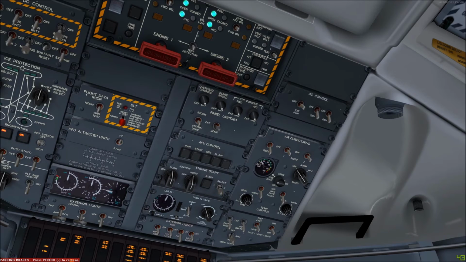Over on the other side of the overhead panel, the AC controls, this control panel is obviously much more straightforward. We have the master switch for the external power, AC external power supply, which at the moment is off. We don't have AC power connected. And we also have the master switches for the AC engine generators, which are always left on.